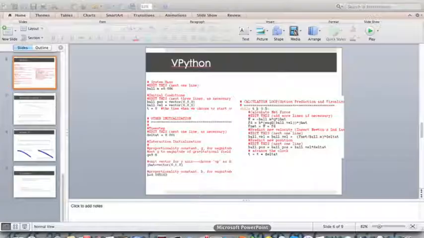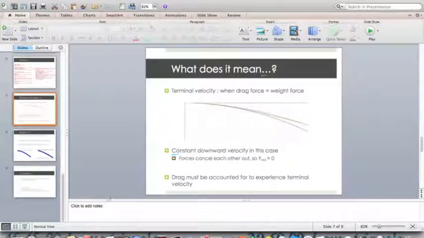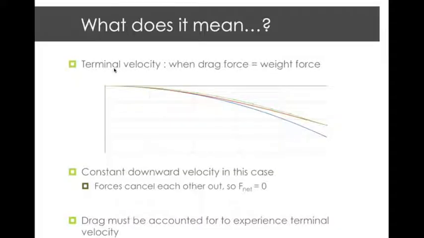And so here are the questions relating to the lab. Terminal velocity is defined to be when drag force equals weight force. And so the blue line, that was a model that didn't incorporate drag force, so that won't reach a terminal velocity, but the other lines will eventually.